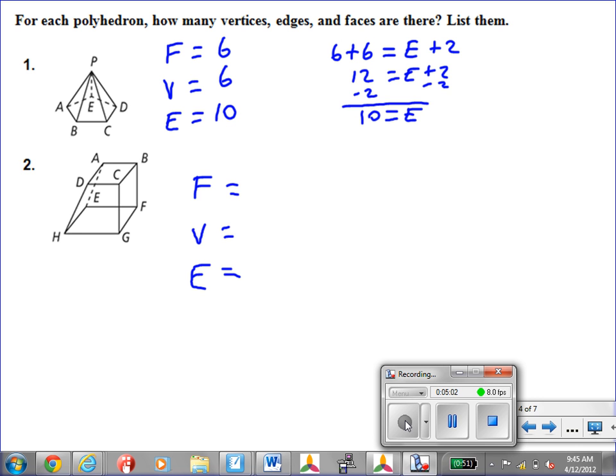How many faces do you have here? 6. 6 faces. Okay. How many vertices do you have? 8. Now let's just do it without counting. 8 plus 6 is 14, minus 2 is 12. So we should have 12 edges.